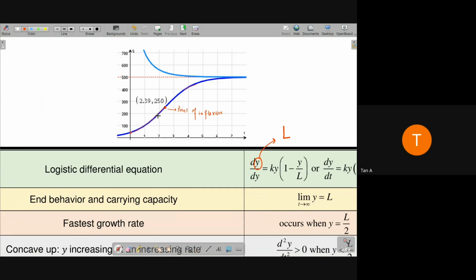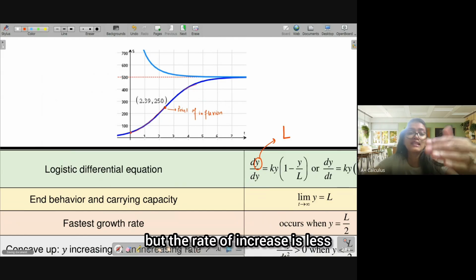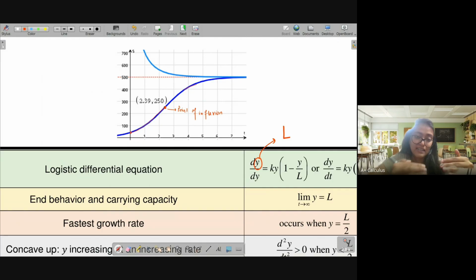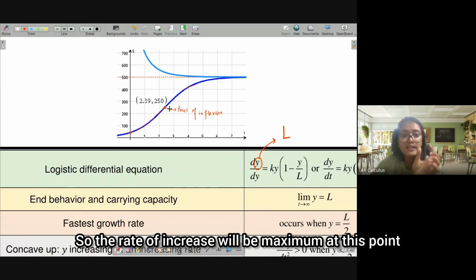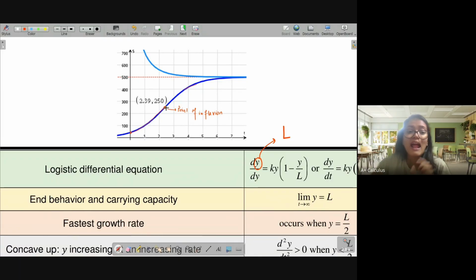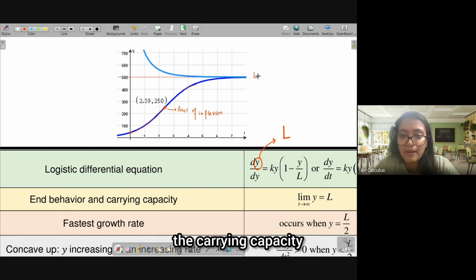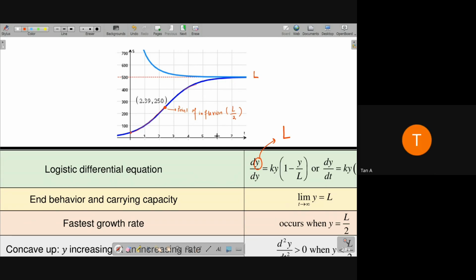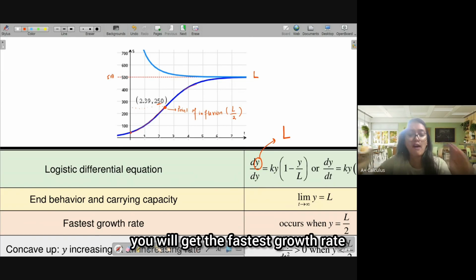Yeah, you're right. So before this point, the growth rate is increasing. And after this point, the growth rate is still increasing, but the rate of increase is less than the rate of increase before this point. So the rate of increase will be maximum at this point. And this point is exactly in the middle of the carrying capacity. So if this is L, this point will be L over 2. Always. You see that this is 500, this point is 250. So at L over 2, you will get the fastest growth rate.